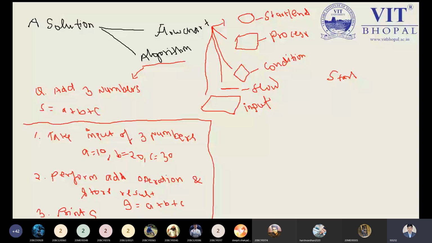So this is your first point. Then next, what do we have? The next point from the algorithm is to take input of the three numbers. If I need to take input, then I need to use the parallelogram symbol. So this is the fifth one: this is the first, this is the second, this is the third, and this is the fourth, so this will be the fifth. The fifth is the parallelogram symbol, by which I can take multiple inputs.